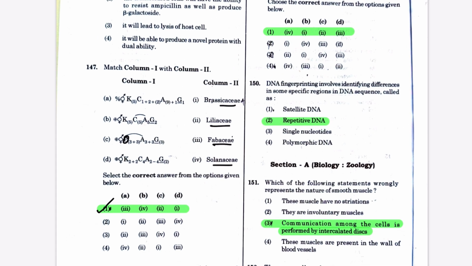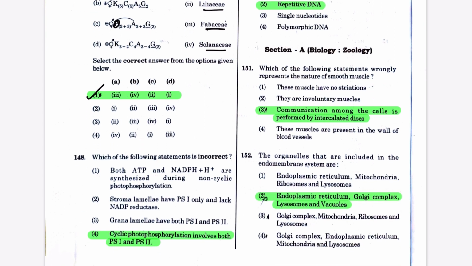Okay, right. So 148, which of the following statements is incorrect? Both ATP and NADPH2 are synthesized during non-cyclic photophosphorylation. Yes, obviously non-cyclic photophosphorylation, both photosystem 2 and 1 would be involved and also both ATP and NADPH2 would be formed. This is right. Stroma lamellae will have PS1 only and it will lack NADP reductase. Yes, it is right. Grana lamellae will have both PS1 and PS2. So obviously it will have both so that it will undergo non-cyclic photophosphorylation.